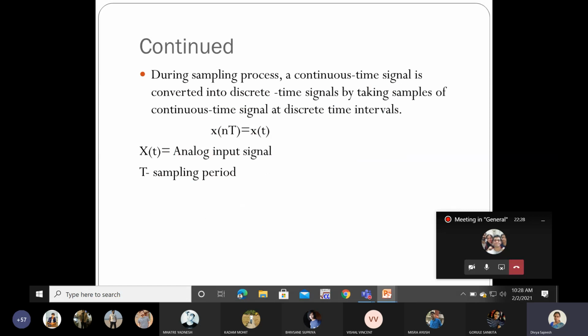So in the sampling theorem, during the sampling process, a continuous time signal is converted into discrete signals by taking samples at discrete time intervals. So x of nT equals x of t. We are converting your continuous time signal x of t into samples, sampled at a time period of capital T, where small n is the number of samples in the signal. So x of t is converted into x of nT, with capital T as the sampling period.